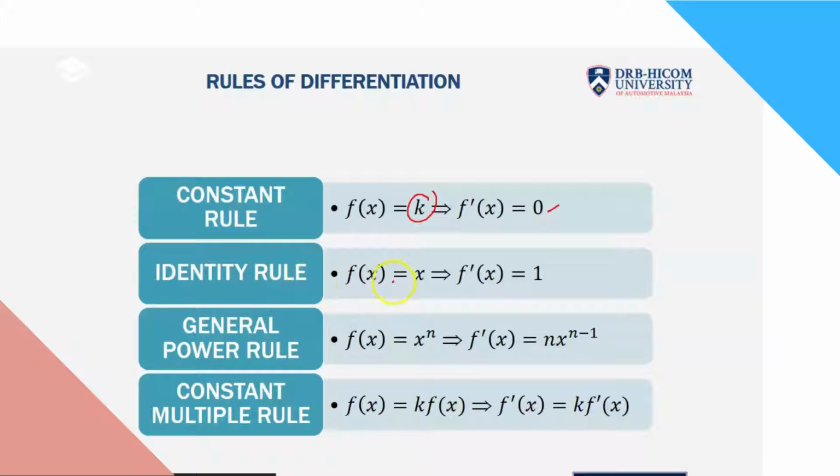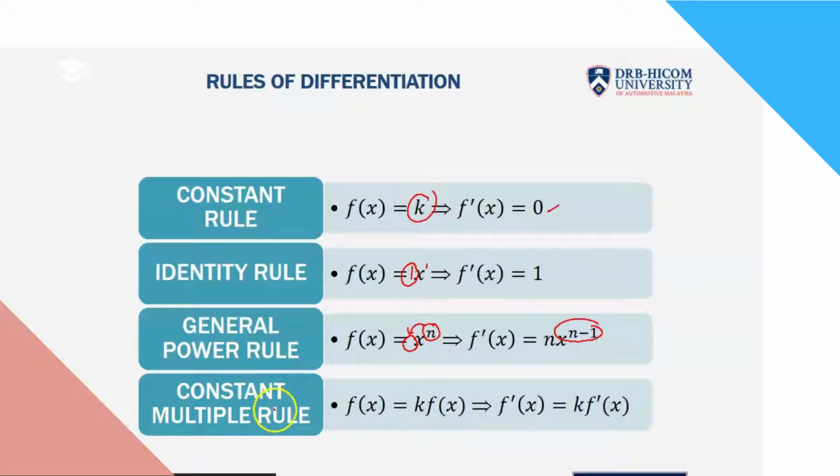For the identity rule, the function consists of only the variable x, where the power of x is 1 and the coefficient of x is also 1. So when we differentiate the function, we will have 1 only. For the general power rule, the function consists of x to the power of n. When we differentiate, this power n we need to multiply with any coefficient, and the power we need to minus 1. So the power will be reduced.